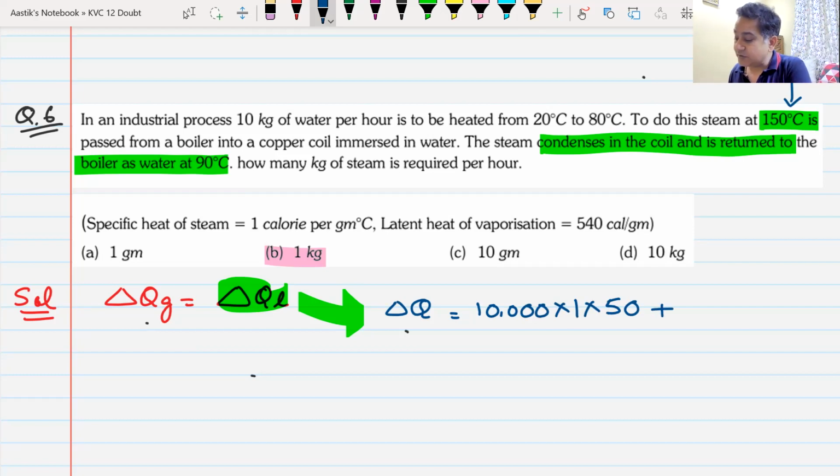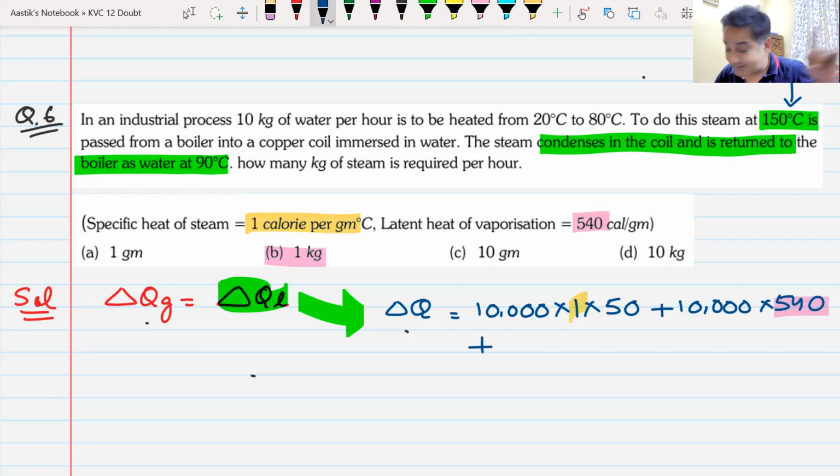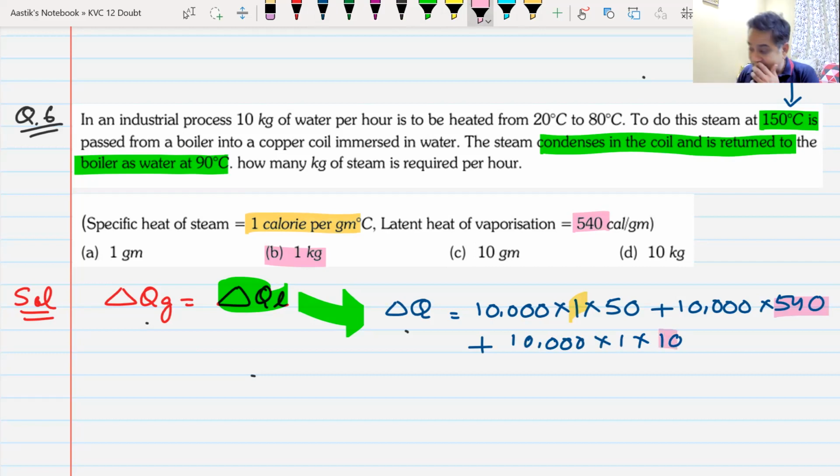Then it converts into water at 100 degrees Celsius. So then it is 10,000 mass multiplied by latent heat, 540. I hope everyone is following me here. This is for steam from 150 to 100. Then water has to convert from 100 to 90 degrees Celsius. So again 10,000 grams of water multiplied by 1 multiplied by 10. Do we understand this? This is for water. Do we understand this?